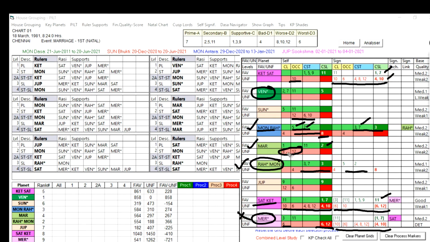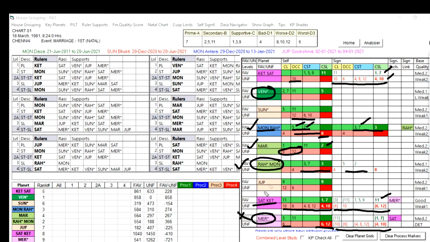So because of that, if it is playing as the second level, star level, 8 and 12 will give obstacles. So we have to look for this. So Venus is the first and Rahu second and Moon third and Mars. That way we have to identify the planets which are having these planets, especially in the star level and sub level we have to check.